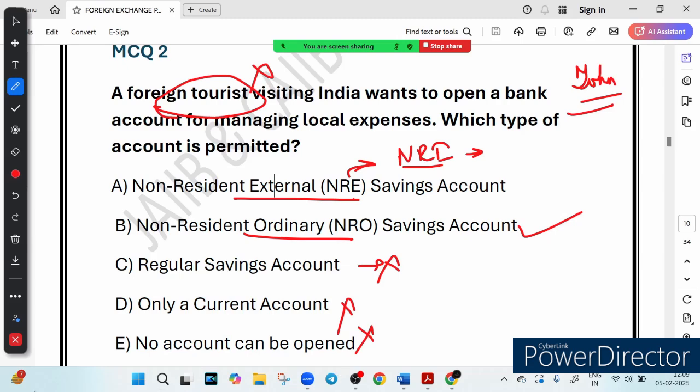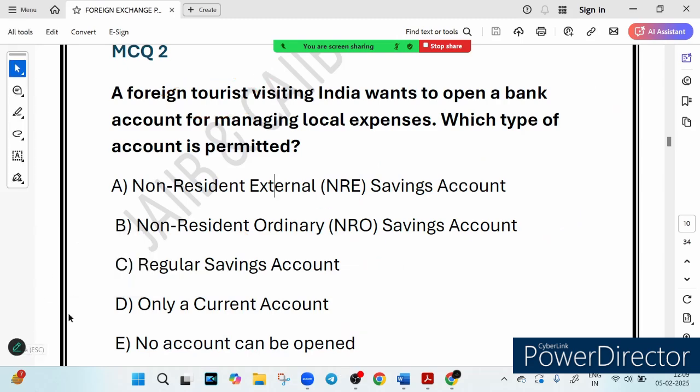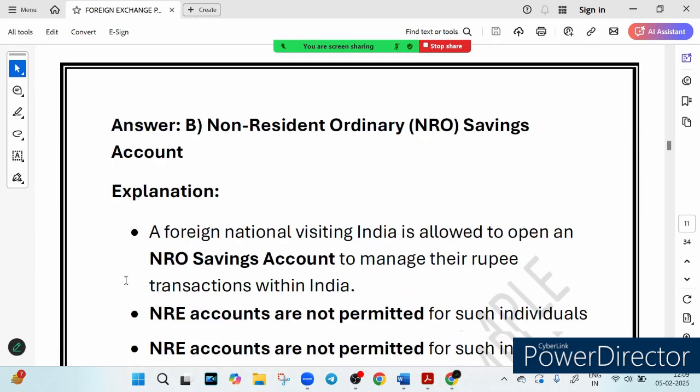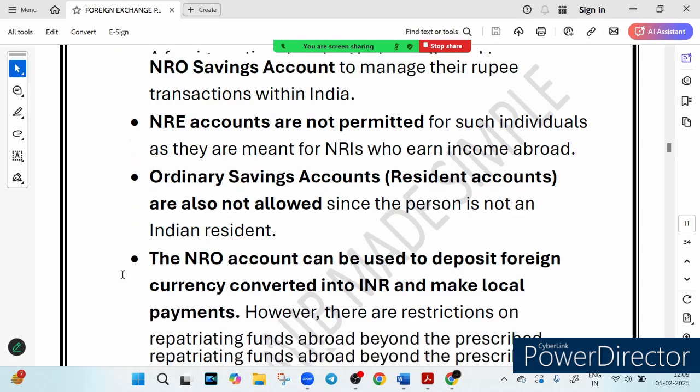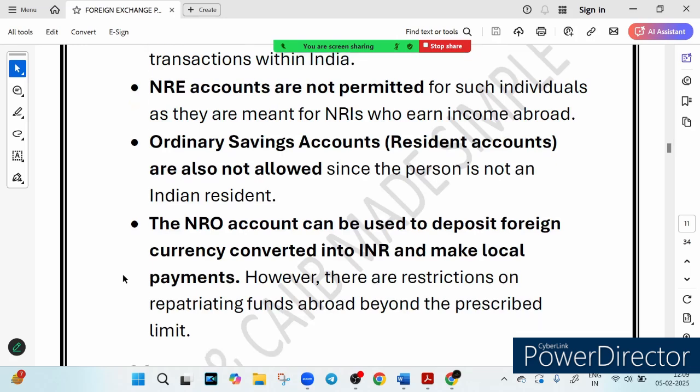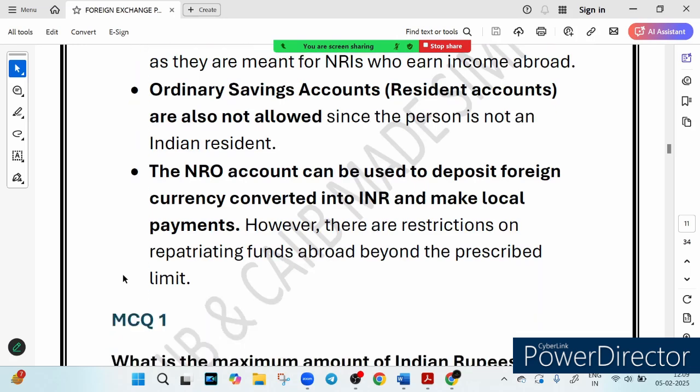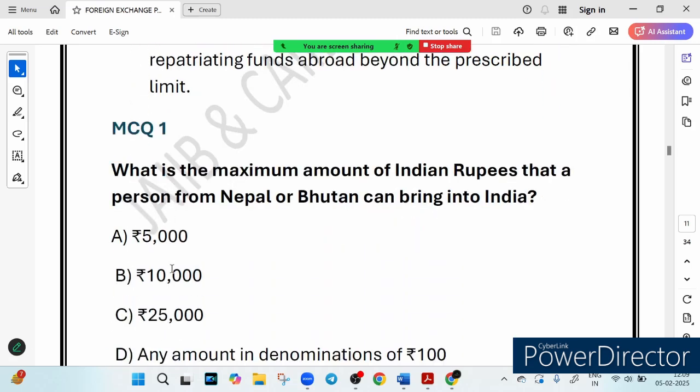So what we learned from this particular question, let me summarize the facts. Foreign tourists can open an NRO saving account in India. NRE accounts are only for NRIs, not for tourists. Regular saving accounts are for Indian ex-residents. A current account is not needed for tourists, and tourists can deposit foreign currency in an NRO account, but repatriation limits apply. They cannot repatriate the entire fund. There are limits on how much of the fund they can repatriate.